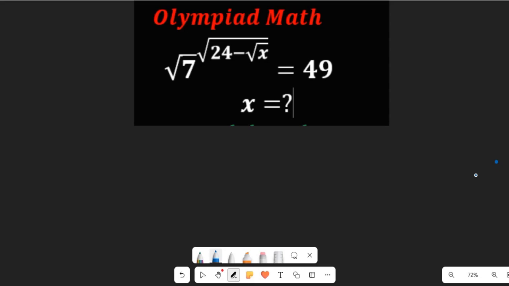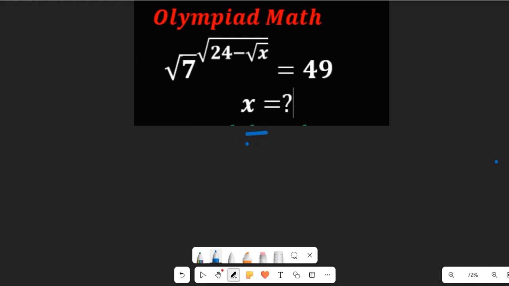Hello, how do we find the value of x in this math expression? We are asked to solve for the value of x from here. To solve this expression, I want you to recall the laws of indices.